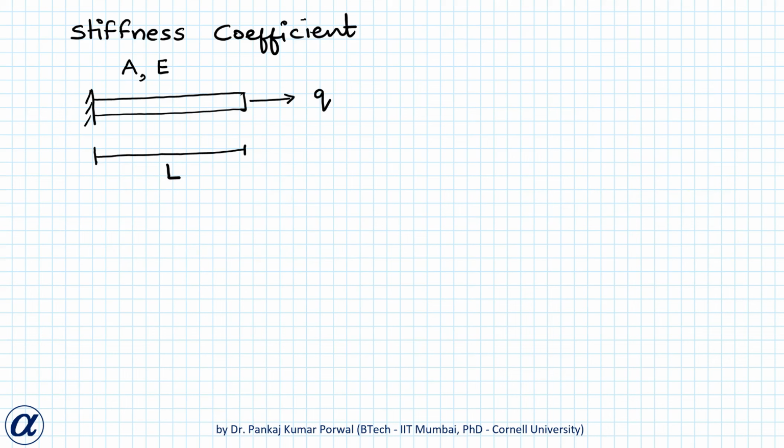Next, we will discuss the concept of stiffness coefficient. Let's say we are given a member with cross-sectional area A, Young's modulus E, the length of the member is L, and there is a force of magnitude Q acting on the right end of this member, and we know that because of this force there will be a displacement at the right end. Let's call that small d, and we know that I can write the relationship between Q and d in terms of AE and L, and that relationship is Q equals AE by L into small d.